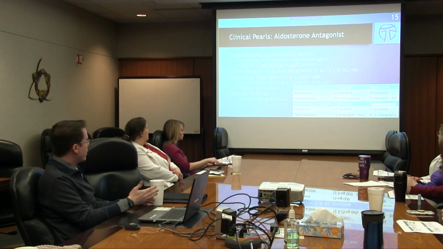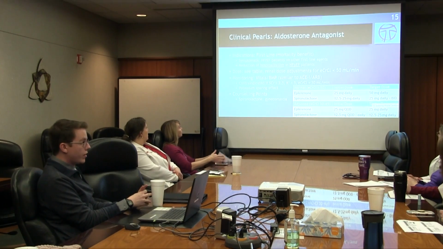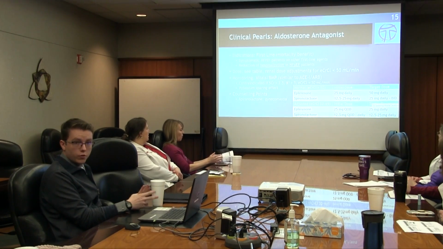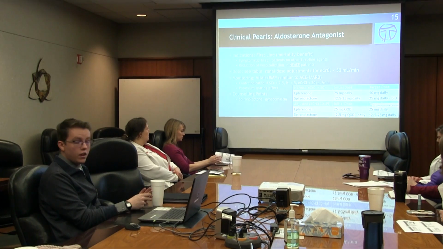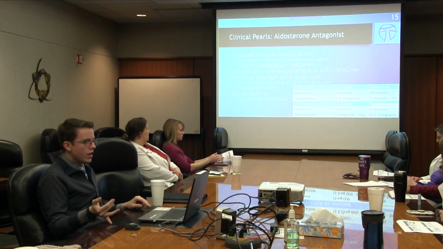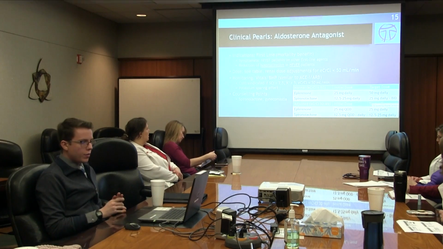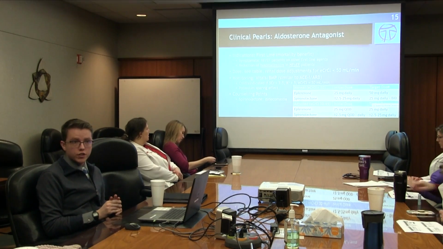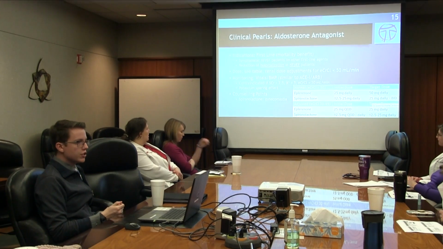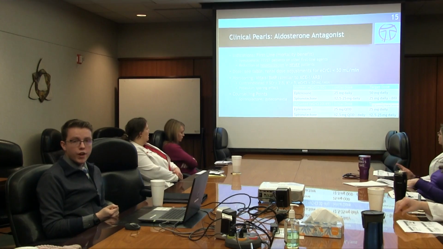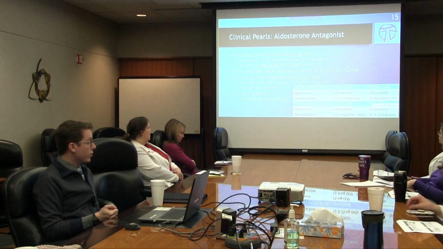Then our aldosterone antagonists, so this is going to be spironolactone and eplerenone, are indicated in our reduced ejection fraction patients, in addition to our other first-line agents, because it has a mortality benefit in those patients. And in our patients who have preserved ejection fraction, it actually has been shown to reduce hospitalizations as well. So it's one of the agents that we can use in our diastolic heart failure patients.